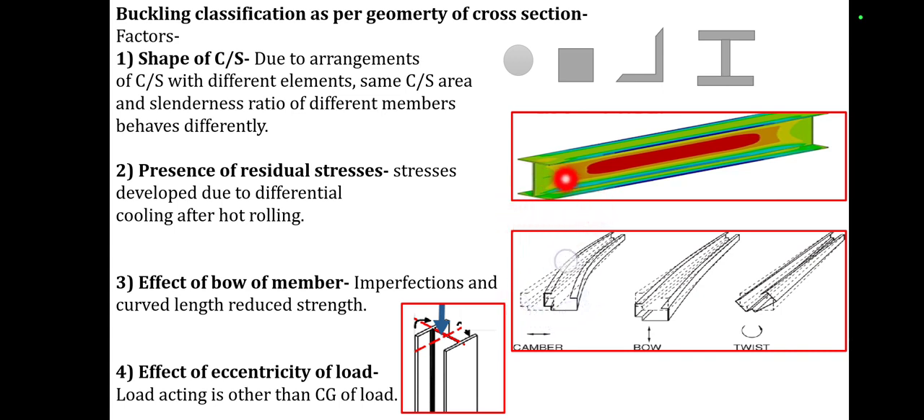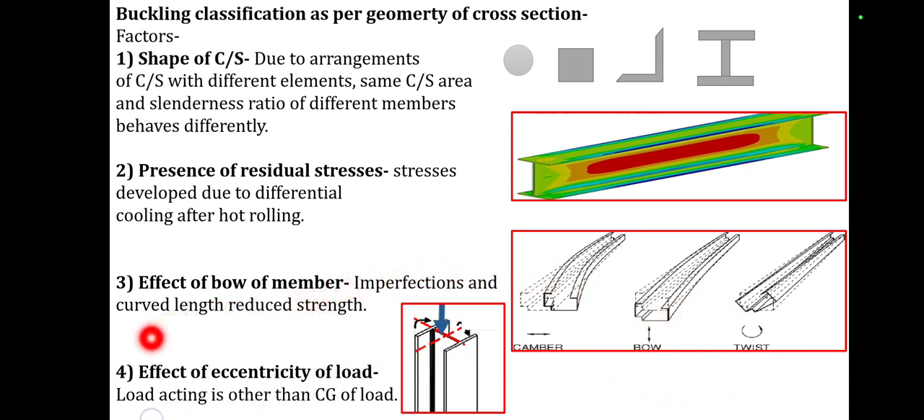Because of these residual stresses the buckling classification is changing. Then we have the effect of bowing of the member, that is nothing but the imperfections, and curve length reduces the strength of the member. If you see in the diagram which I am highlighting, the first effect of bowing is the camber effect. The dotted element is a straight member, whereas the member is buckling in one direction. Hence this effect is called a camber bow. Then a normal bow: if the dotted element is a straight element, but after some length it is bent in a vertical direction, that is the bowing of a member. Then twisting. Similarly, some part of an element twists by some small minute angle, which also hampers the buckling classification of the section.